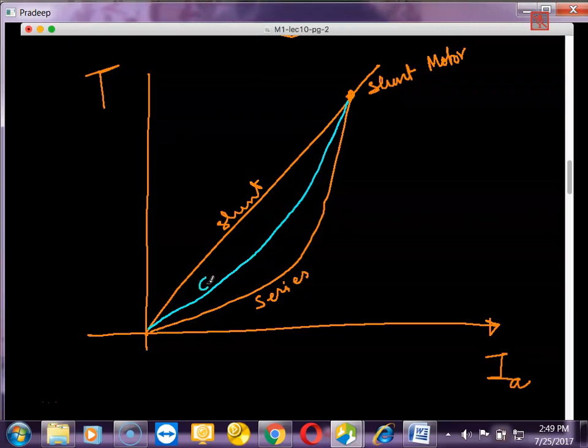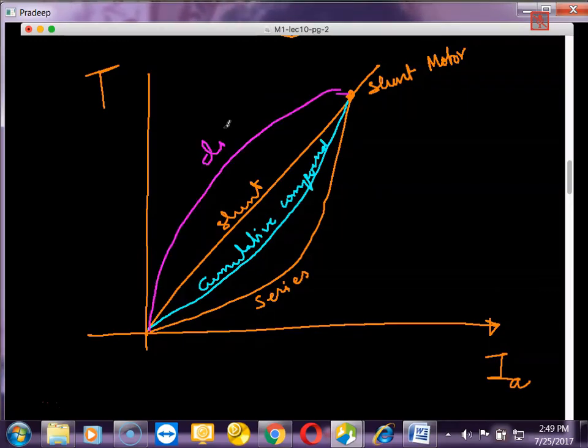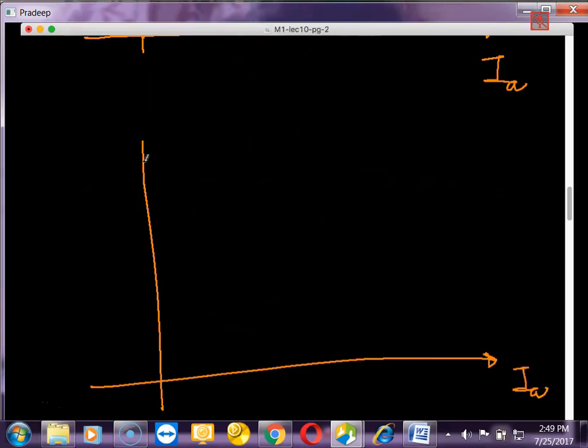So this is cumulative compound, whereas if you look at the other side, this is the differential compound. So this is the torque versus IA characteristic. Now let's look at the speed versus IA characteristic. So this is armature current and this is speed.